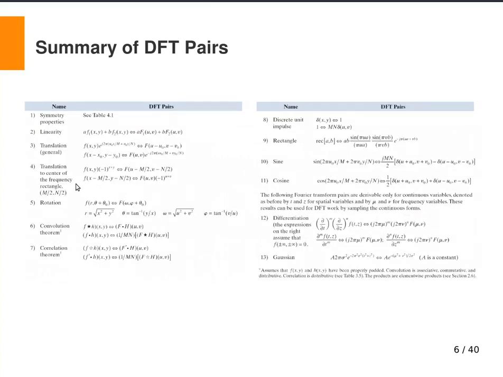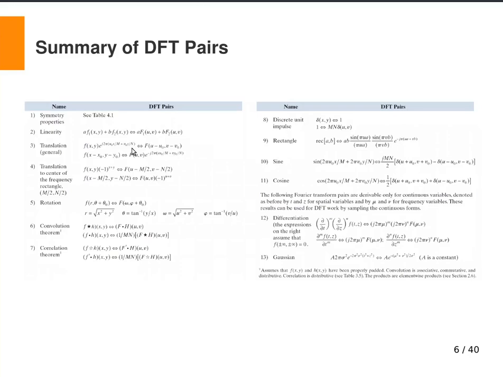We also went over some of the DFT pairs. We didn't talk about the symmetry properties that much. You can refer to table 4.1 in the book, but we talked about the linearity, the translation, and also the rotation. We saw that the translation in the signal domain is basically changing the phase angle in the frequency domain. Also, if we translate the image in the frequency domain, it's basically equivalent to multiplying by this complex exponential function.